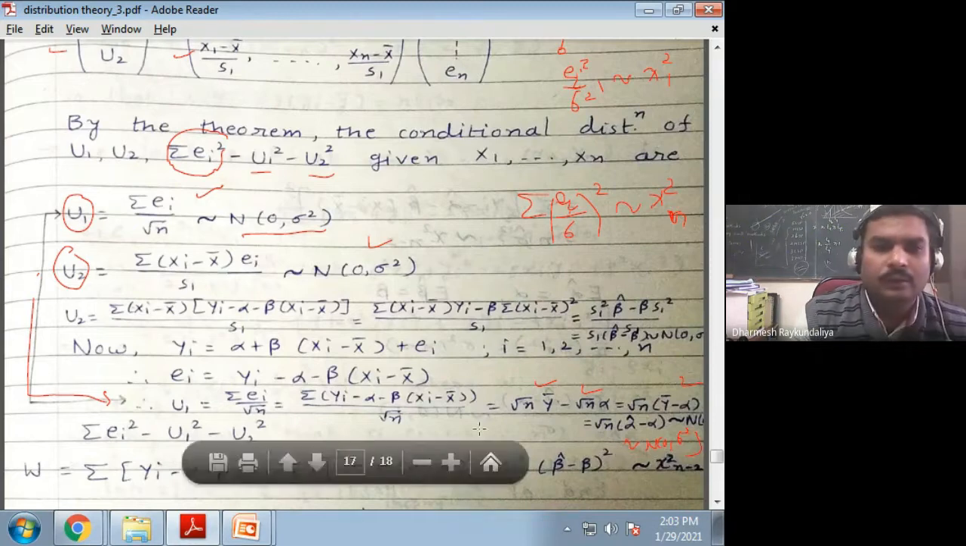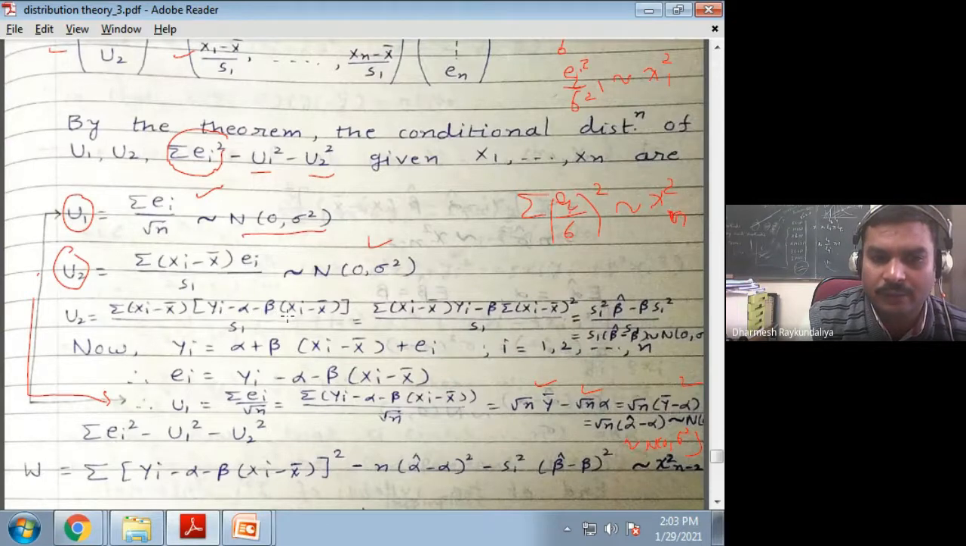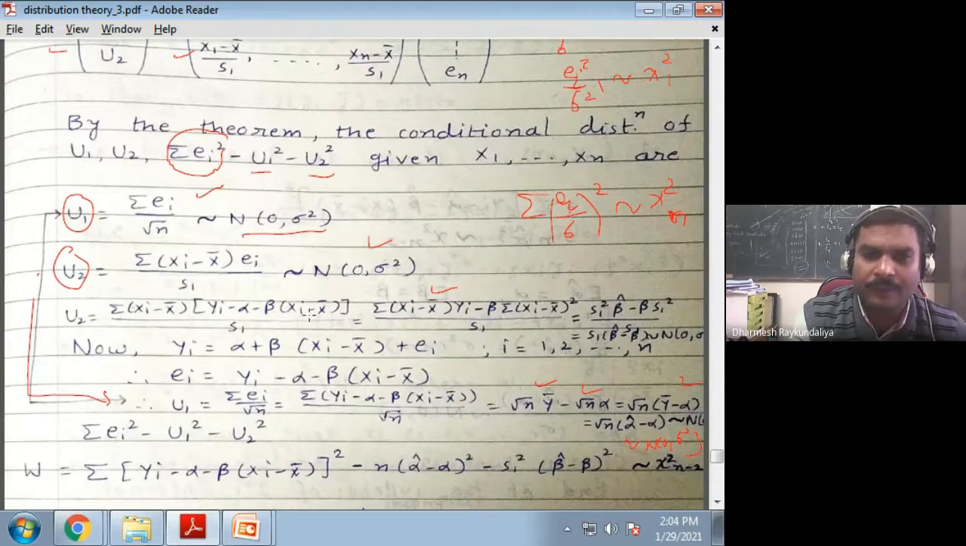Now the second, u2, is nothing but the summation xi minus x bar ei upon s1. Now you can substitute ei equal to yi minus alpha minus beta xi minus x bar. If you multiply the summation xi minus x bar with yi, you get this term. If you multiply with alpha, which is constant, the summation xi minus x bar is 0, so that term is finished. And now if you multiply the summation xi minus x bar with minus beta xi minus x bar, beta is constant, this becomes the square with the minus sign outside, so it is minus beta into the summation xi minus x bar square, and this is s1 square.